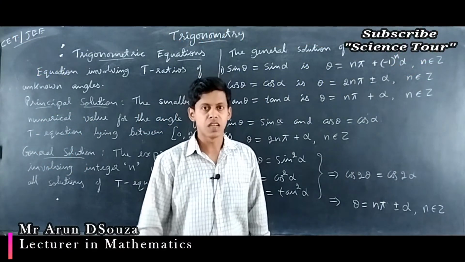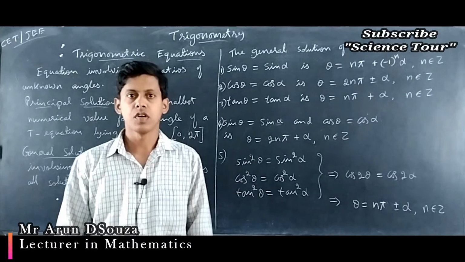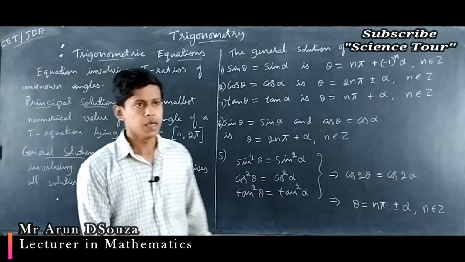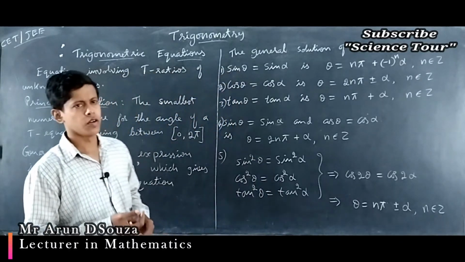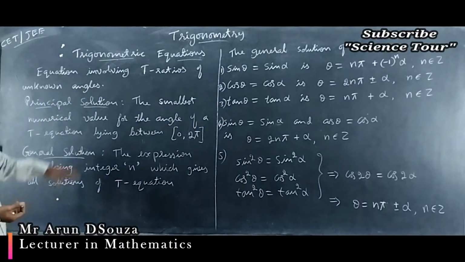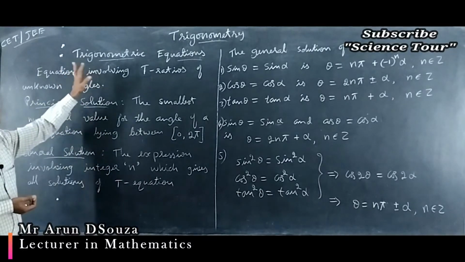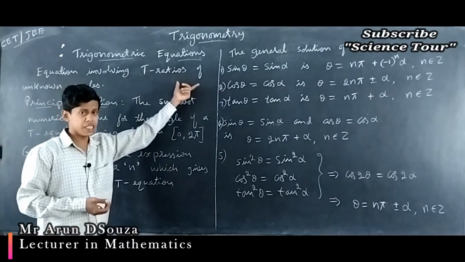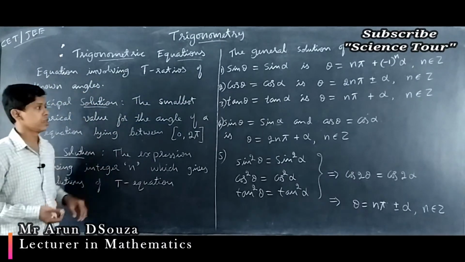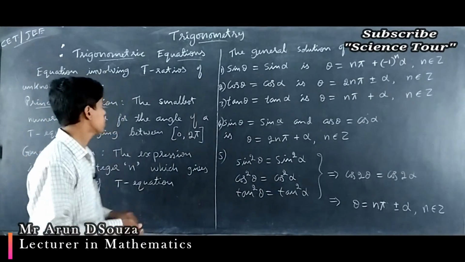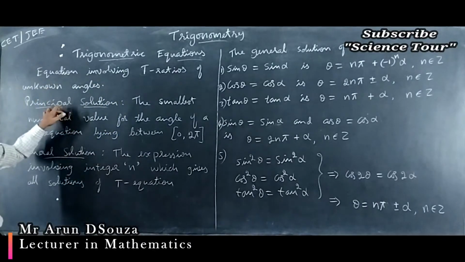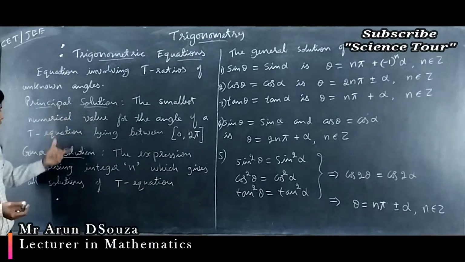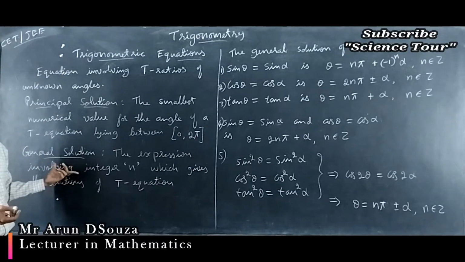Hello dear students and welcome to CET JEE classes of trigonometry. In this class we will understand some basic concepts of trigonometric equations. First of all, what do you mean by trigonometric equation? An equation involving trigonometric ratios of unknown angles is known as trigonometric equation. And there are two types of solutions for a trigonometric equation. The first one is principal solution and the second one is general solution.